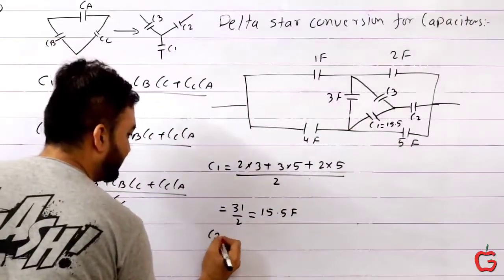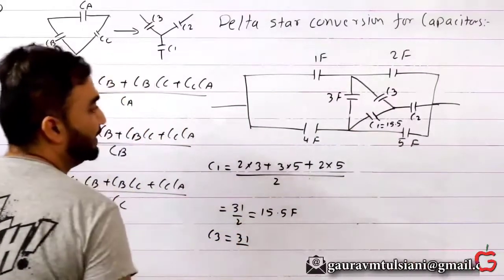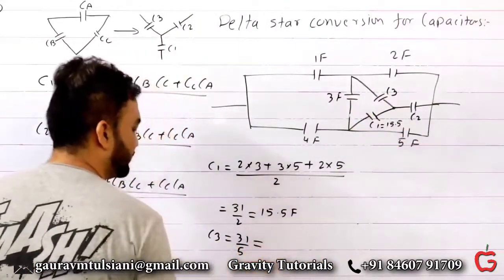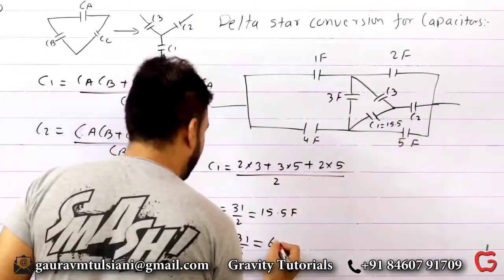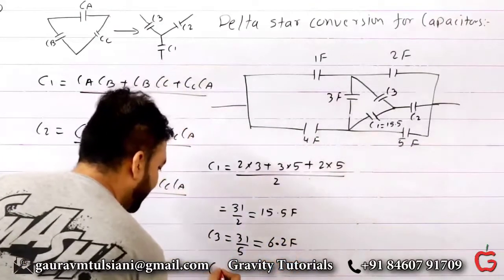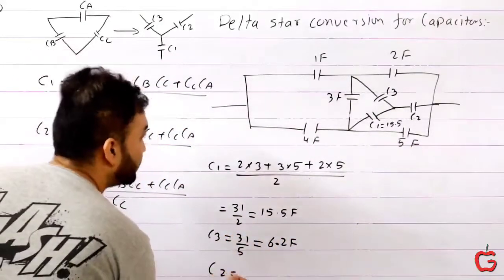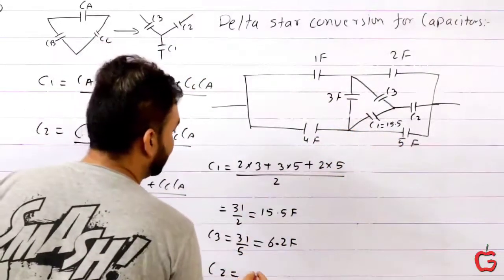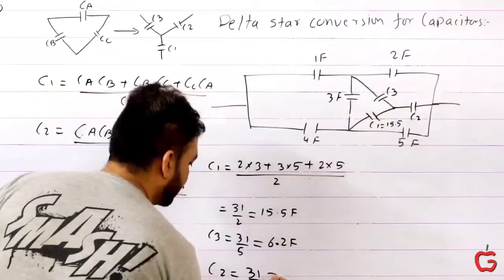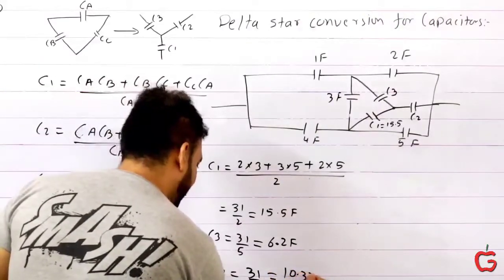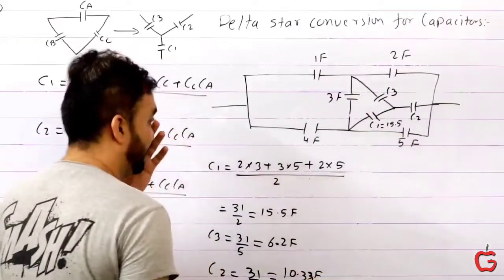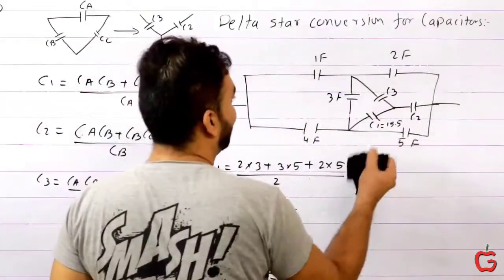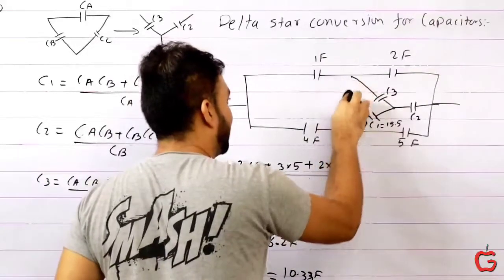C3 is 31 by, opposite is 5. So this is 6.2 farad, and C2 is 31 by 3. So this is 10.33 farad. Okay, so we don't need the delta anymore. So I'm rubbing the delta off and substituting it with this star.